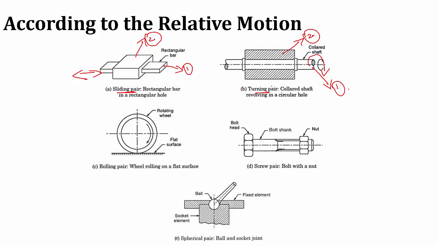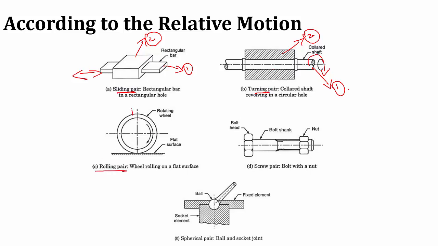So that is why it is called a turning pair. The example for turning pair is shafts. The shafts are freely rotating inside the motor. So that is why it is called a turning pair. Then the third one is rolling pair.